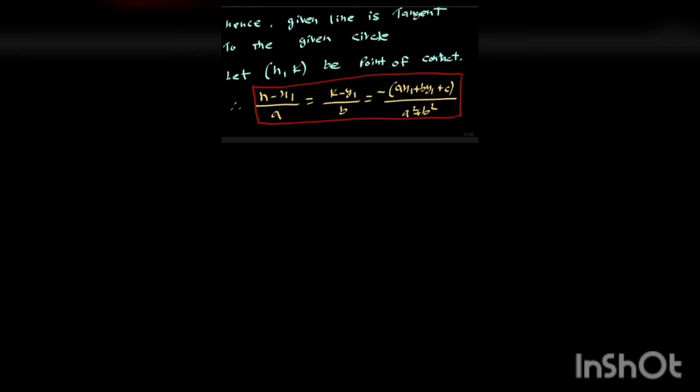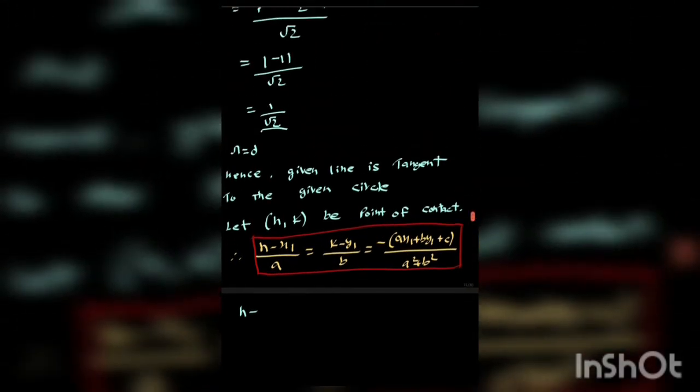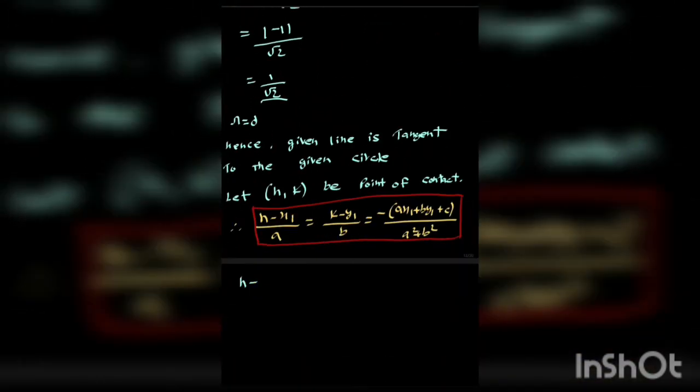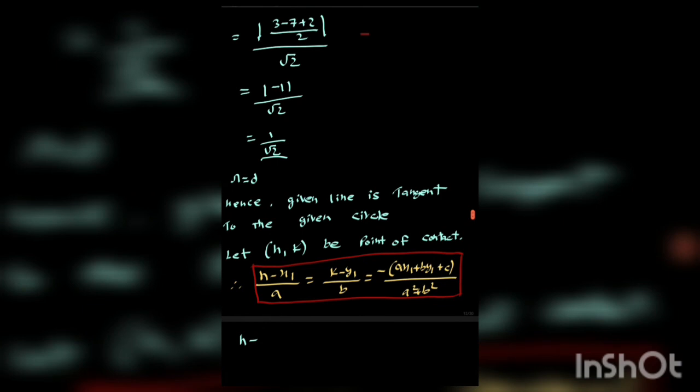So substitute the values, then we get H minus, so what is x1? So I will write here x1 is 3 by 2, y1 is minus 7 by 2, and what is A from the line? A is 1, B is equal to 1 and C is equal to 1.